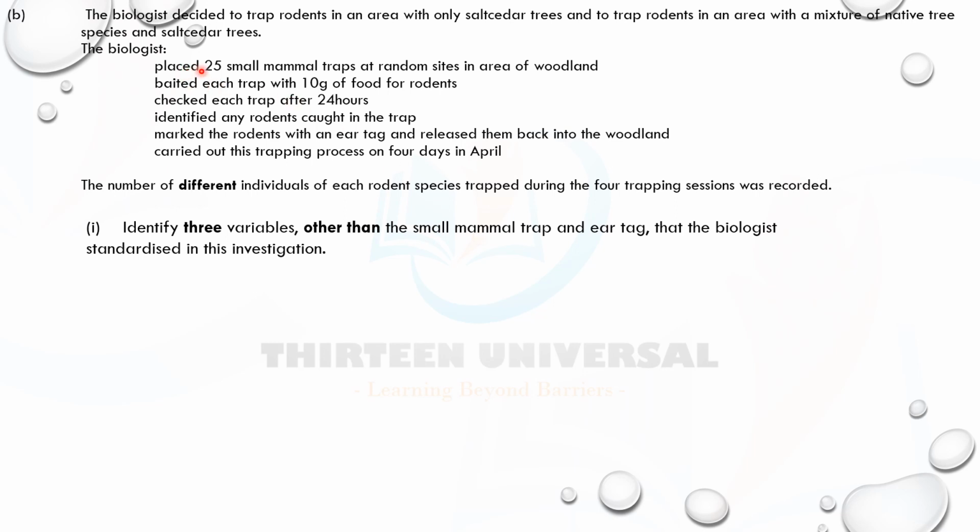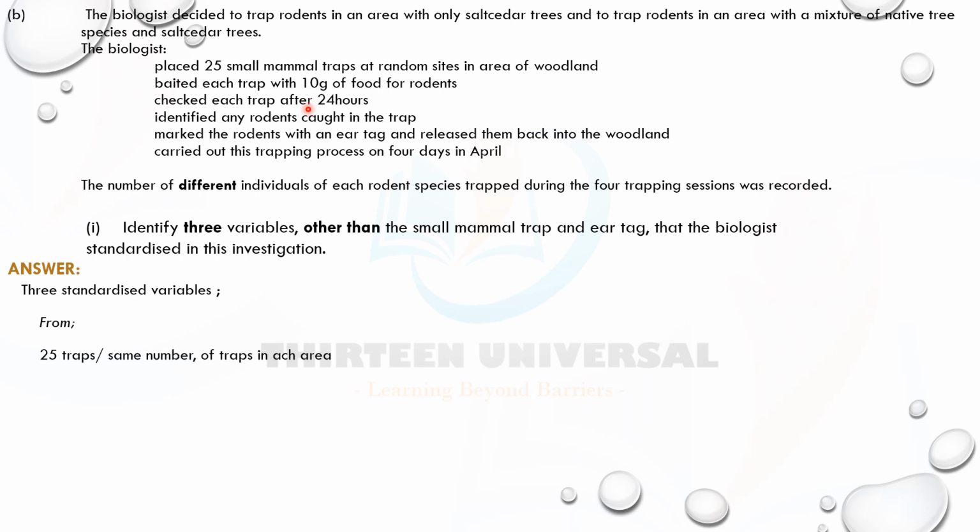So each woodland, each site has 25. Okay, so it must be 25. They standardize it. And if you check the food they baited, 10 grams for each site where they put it. And you see the checking time, 24 hours. So these are the constant variables, right? They call them the standardized variables.